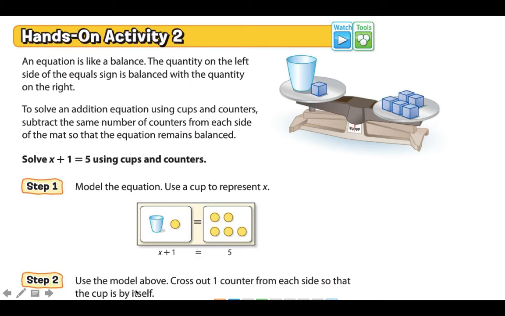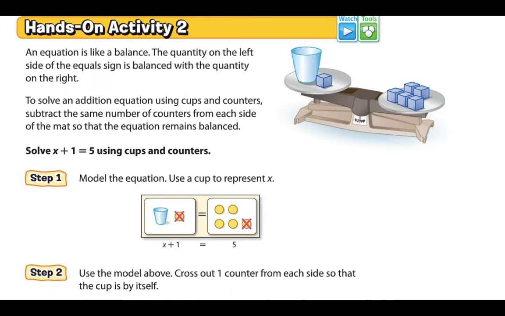Step 2 says, use the model above. Cross out 1 counter from each side so that the cup is by itself. So I'm going to let you do that. Pause the video and cross out 1 counter from each side so the cup is by itself. Here's what that should look like. We should have crossed out 1 counter on one side of the equal sign and 1 counter on the other side of the equal sign. Now the cup is by itself. Think about it. That's like taking 1 counter away from both sides of the mat.